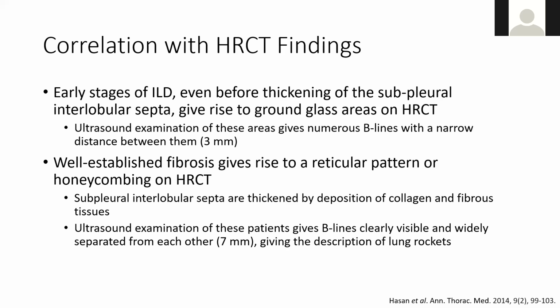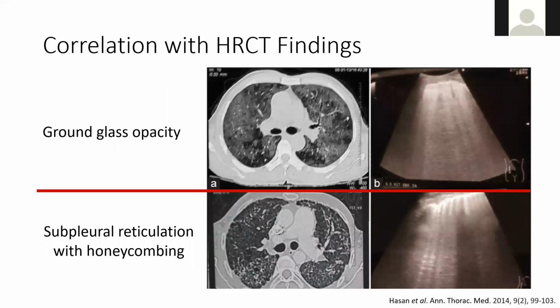So for this patient, her CT had commented on subpleural ground glass changes. And I think that's probably in keeping with the fairly close together B-lines that we were seeing on her ultrasound, although we didn't measure them specifically. This is better illustrated in this image here, though, where on the top two images, you can see ground glass opacity on CT, which corresponds to B-lines that are closer together on ultrasound. And in the bottom two images, there's subpleural reticulation with honeycombing, which corresponds to B-lines that are a bit more discrete or wide apart.